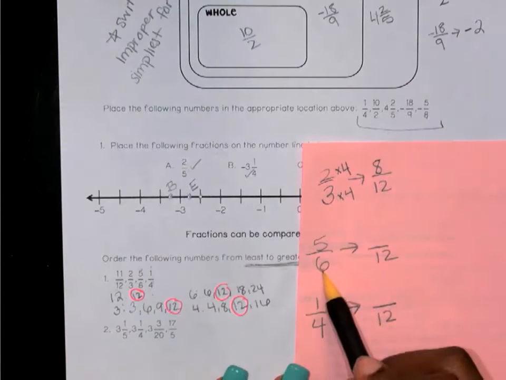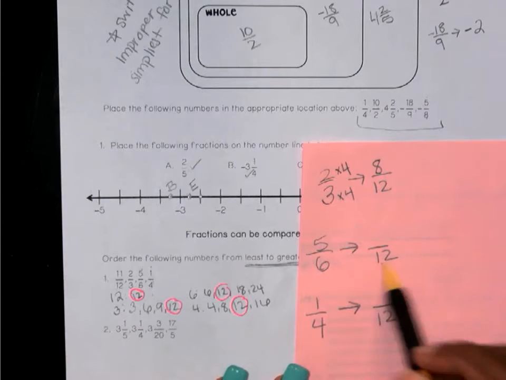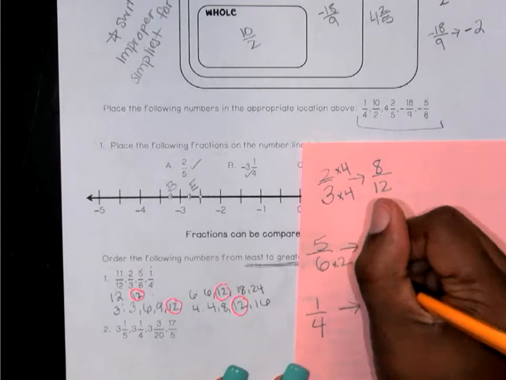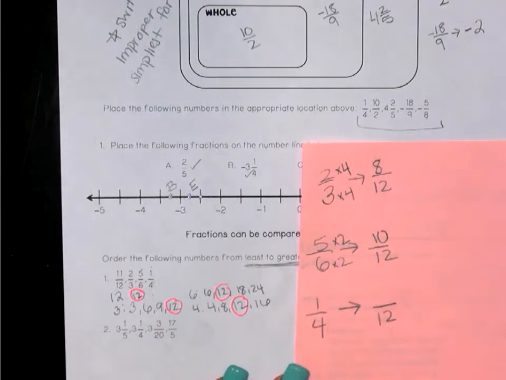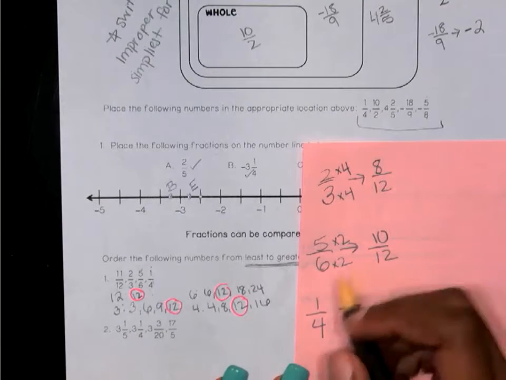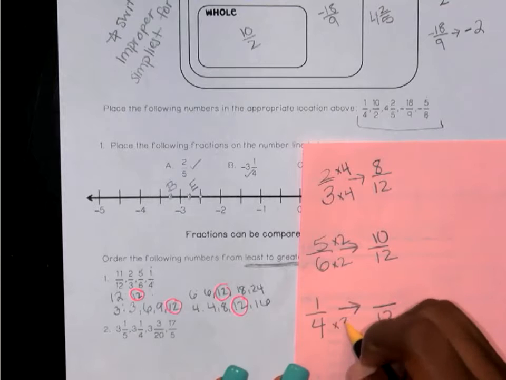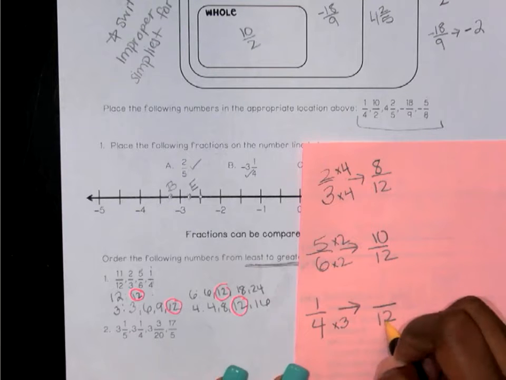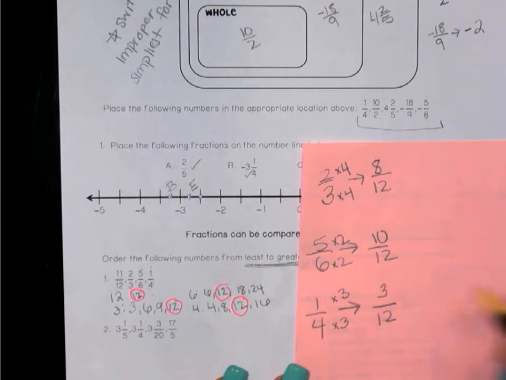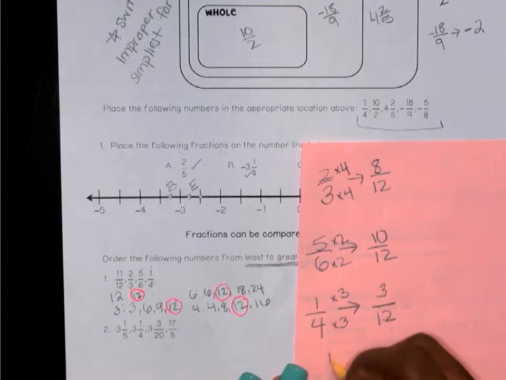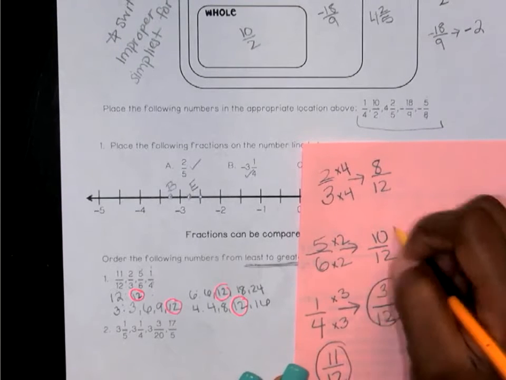How do I get from 6 to 12? That is multiplied by 2. Do the top. That's 10 over 12. And last, you do 4 times 3 to get to 12. You do times 3 to the top, you get 3. I'm going to go ahead and add back my 11/12 because I didn't have to change. So these are my fractions that I'm working with.